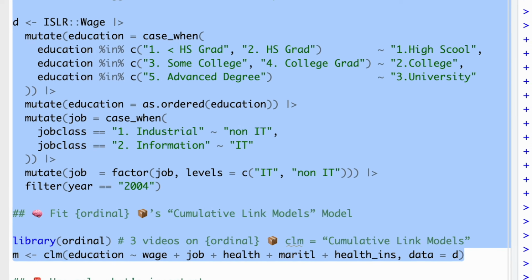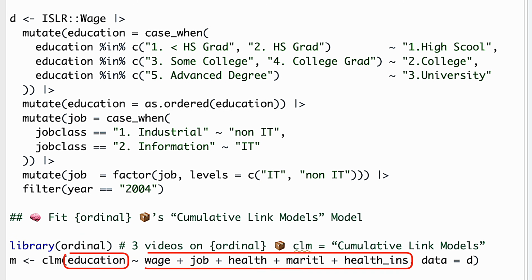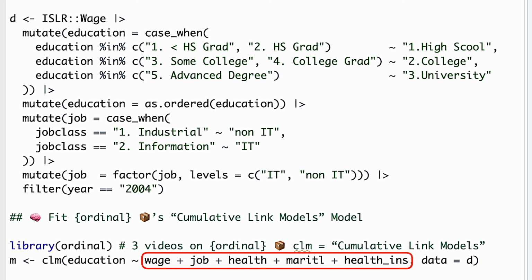To fit the ordinal regression, we'll use the cumulative link model function from the ordinal package. The model formula consists of 2 parts. On the left side of the tilde, we place our ordinal outcome with 3 education levels. And on the right side, we include our predictors.